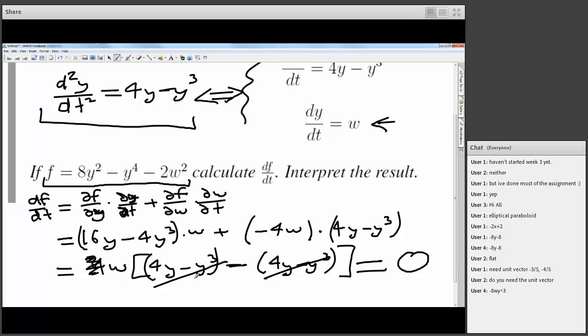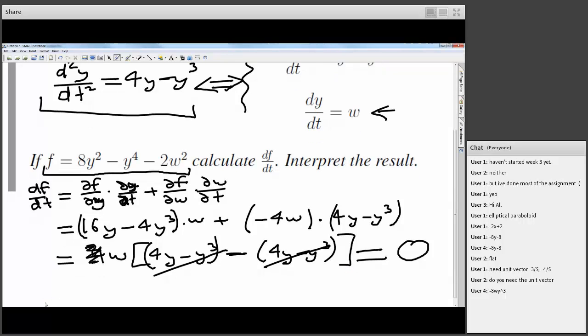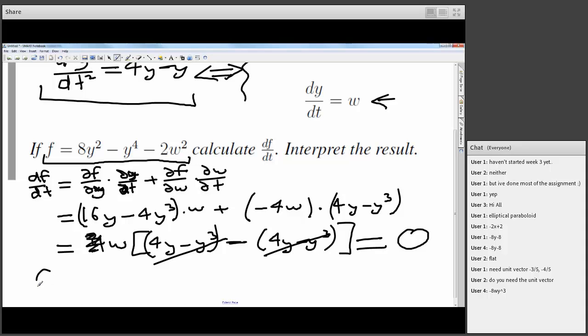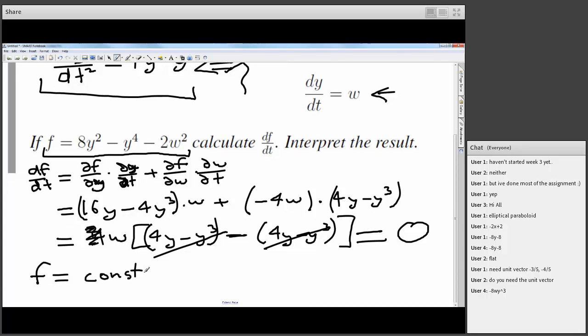So therefore, the derivative of this function with respect to time equals 0. What does that mean? Well, that means that if I integrated f with respect to time, then what's the integral of 0 with respect to time? It's just a constant. So that tells you that for my differential equation here, 8y squared minus y to the 4 minus 2w squared is equal to a constant.